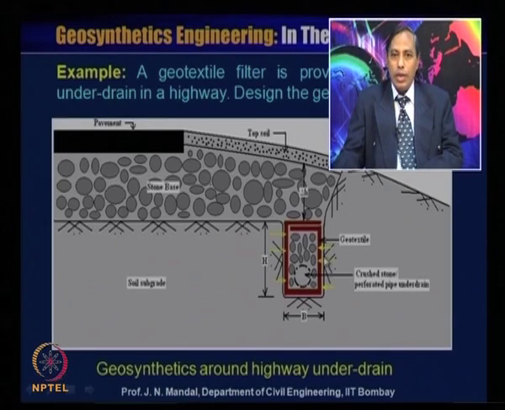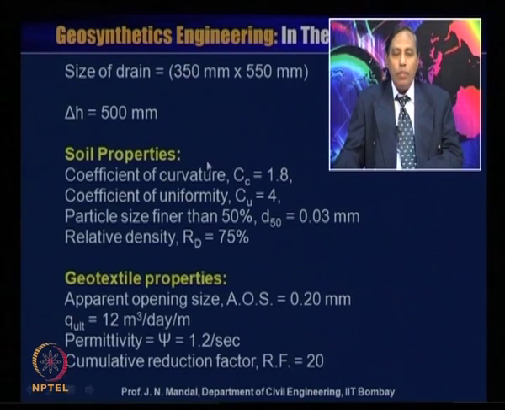That means this delta H is 500 millimeter. Now, we should know what the soil properties are. The coefficient of curvature Cc is 1.8, the coefficient of uniformity Cu is 4, the particle size finer than 50%, D50, is 0.03 millimeter, and the relative density Rd is equal to 75%. These are the soil properties.